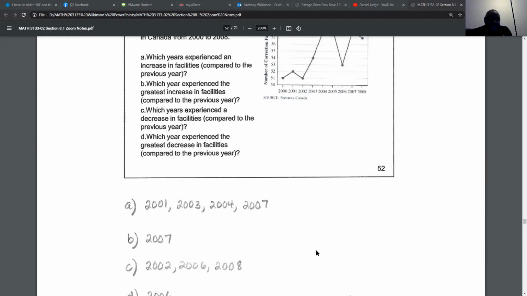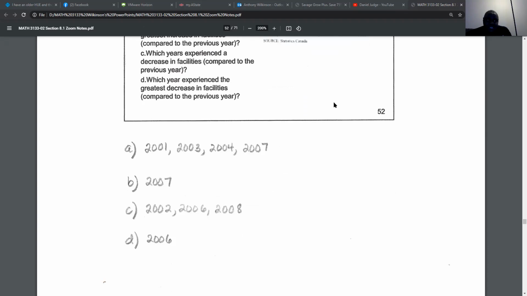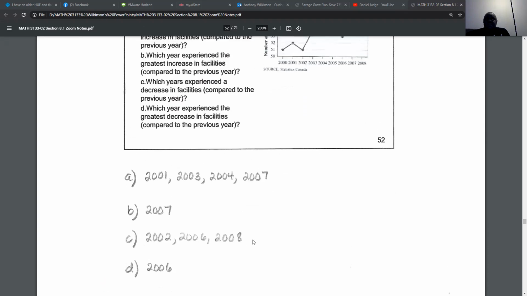And then part D, which year experienced the greatest decrease in facilities compared to the previous year? Well, here's the huge drop right here from 58 down to 53. And that happened in 2006. So that's how we use a line graph to answer questions that are related to it.